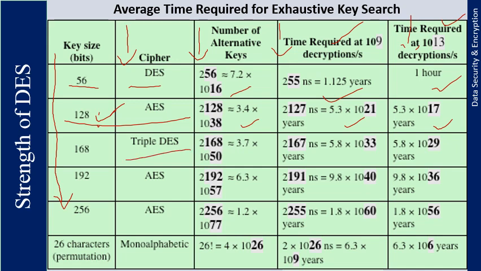Similarly, as we discussed, triple DES uses the triple effect of 56-bit keys, and it uses 168-bit keys, and there are 10^50 possible keys, and 10^33 years if you have 10^9 decryptions per second, and 10^36 years if you have 10^13 decryptions per second. The advanced encryption standard also uses 192 bits and 256 bits of encryption respectively. So this will also enhance the number of years for decryption of ciphertext.